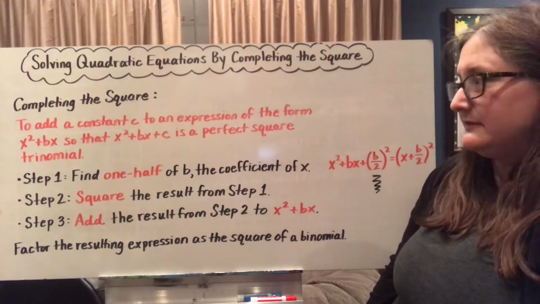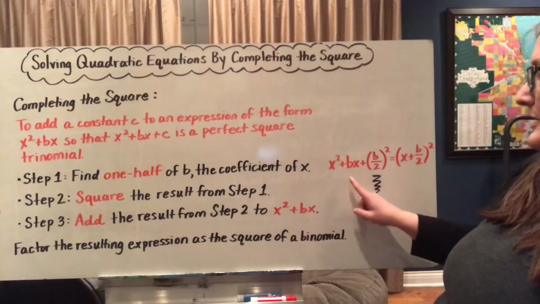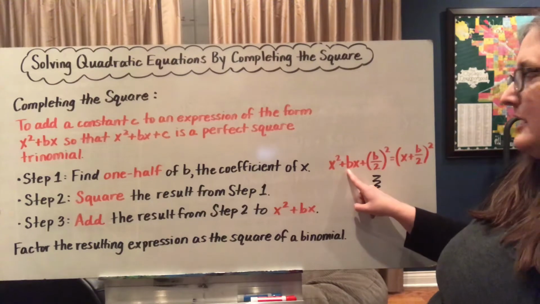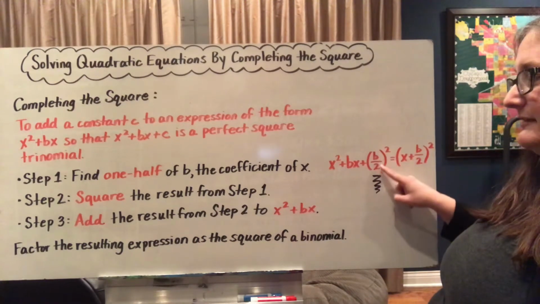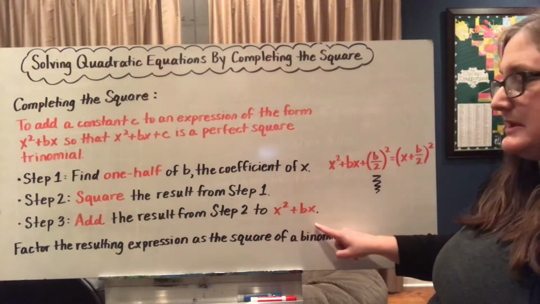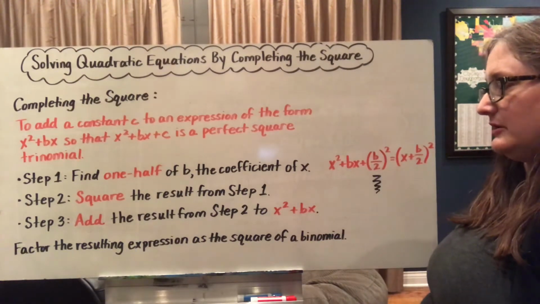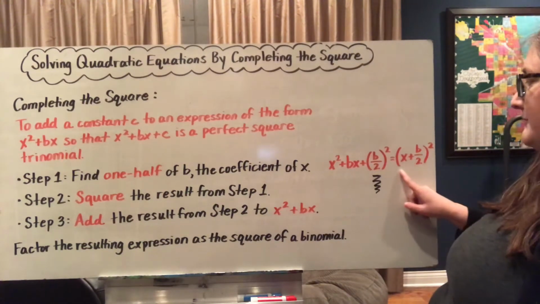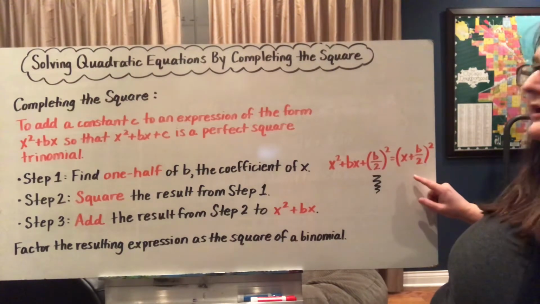The way we do this is we first find 1/2 of the coefficient b. So our b coefficient here, we cut it in half. Then we square that result and add that to our x squared plus bx. Then we can factor this resulting expression as the square of a binomial. So it will become x plus half of whatever b is, quantity squared.